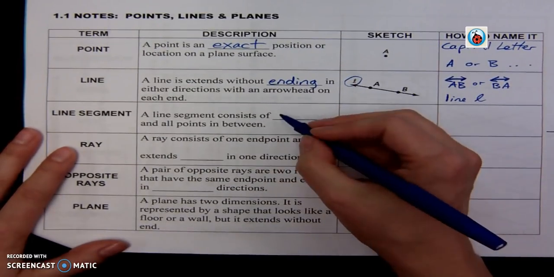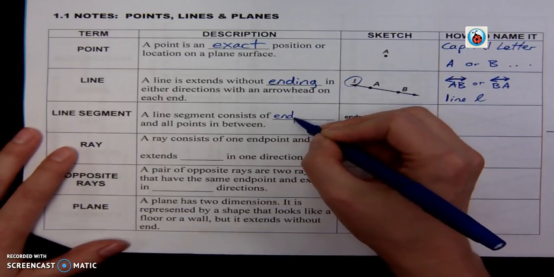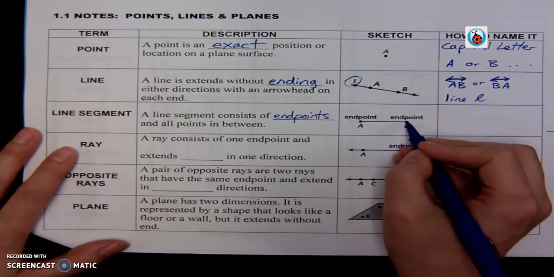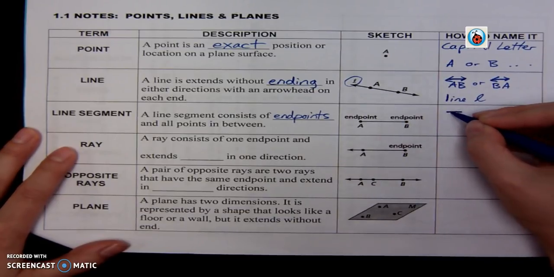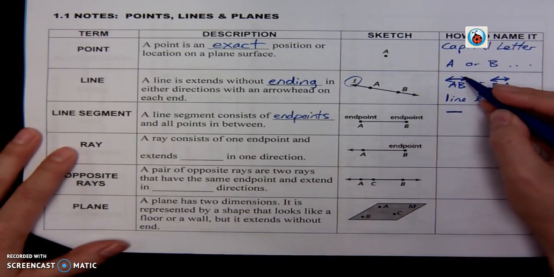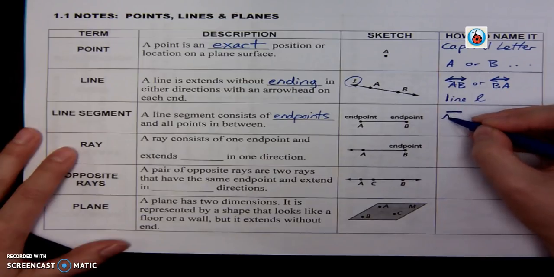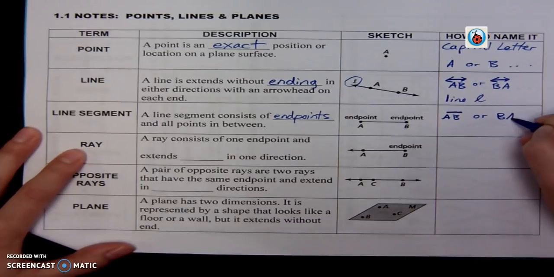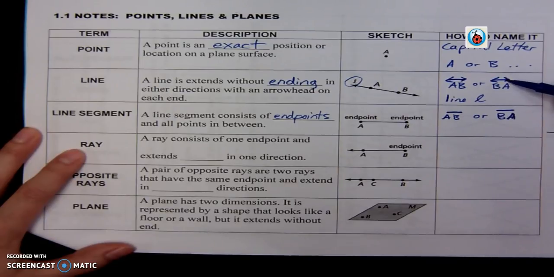A line segment consists of endpoints and all the points in between, so we have the endpoints. This is just done with a line, no arrows, because an arrow is a line. This is a line segment, and that would be AB or BA. Notation is very important in geometry, so you have to make sure you're using or selecting answers for the correct notation.